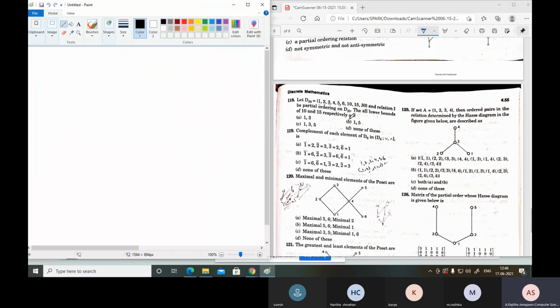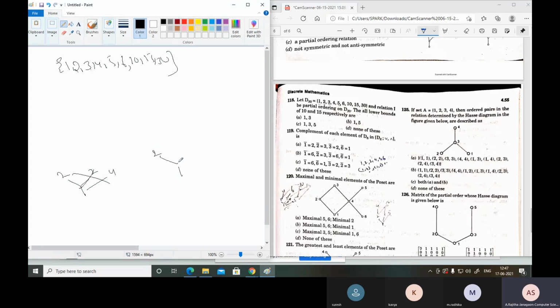So now see here, for this first, draw the poset of the set 2, 3, 4, 5, 6, 10, 15, 30. Suppose first draw the poset. 1, this is 2, 3, 4. 4 is divided by 2. 5, this is 5. 6, 6 is divided by 3 as well as 2. Now 10, so 10 is divided by 2 and 5.